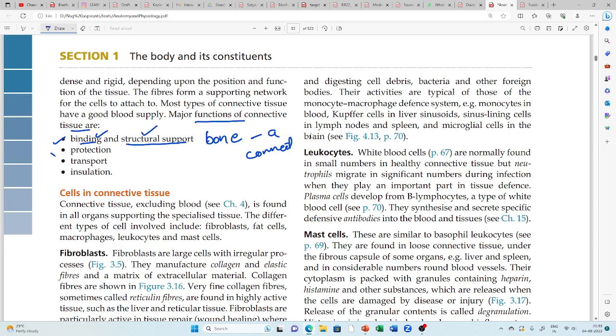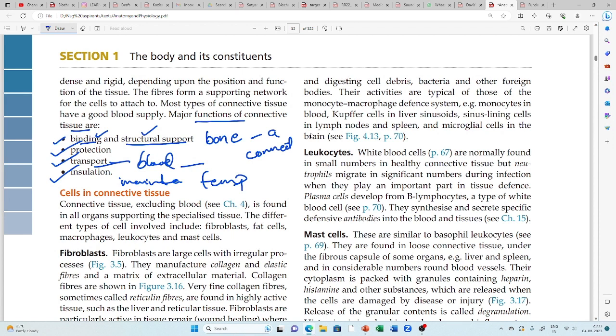The second one is protection. The third one is transport, that means through the blood. Blood is a connective tissue, and transportation occurs through the blood. And the fourth is insulation, that means maintaining temperature. These are the different functions of connective tissue.